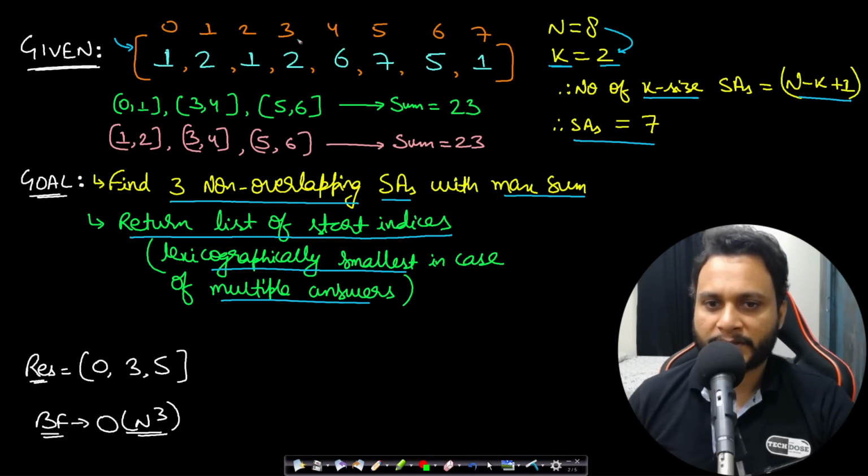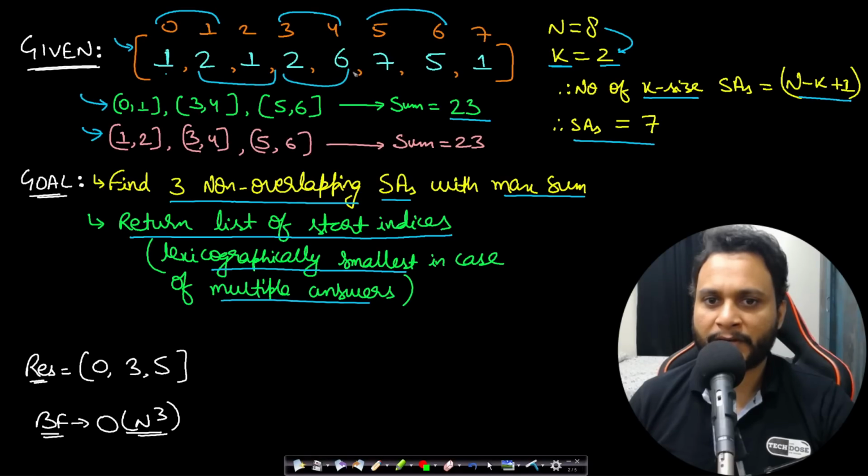So out of all these combinations, we need to find 3 subarrays which are non-overlapping. That means they do not have anything in common and their sum is maximum. You will find 2 such candidates. One candidate is 0, 1, 3, 4 and 5, 6. If you add all these values 1, 2, 2, 6 and 7, 5, it will be 23. Another candidate is you pick 1, 2, 3, 4 and 5, 6. In this case also you will get the same sum of 23, which is the max sum.